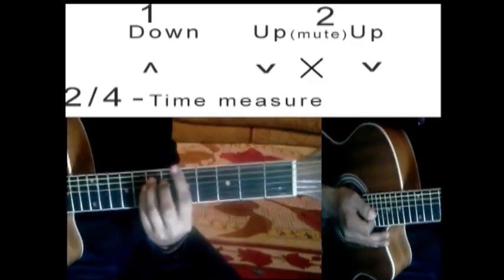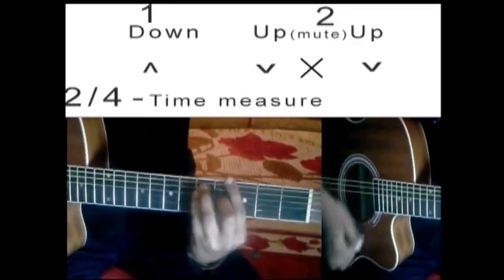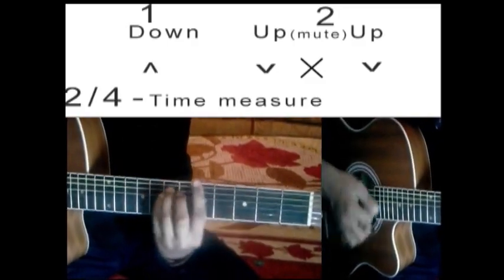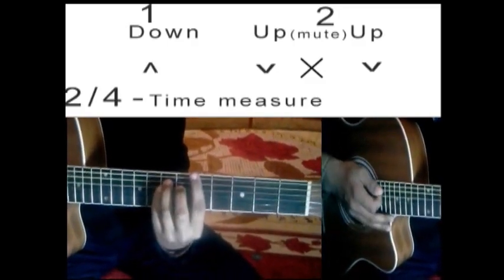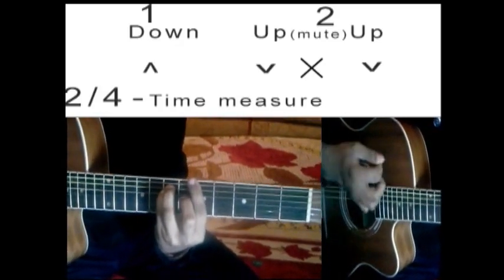While in the chord progression, you can play only this: down, up, mute, down, up, mute, down, up, mute, down, up, mute. And in the other part where the song is repeated in 4x4, you can use down, up, mute, up, down, up, mute, up.